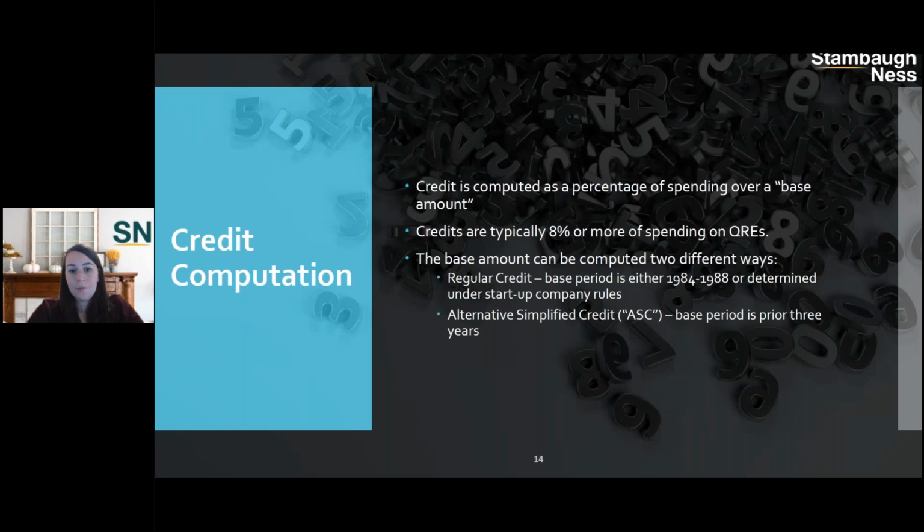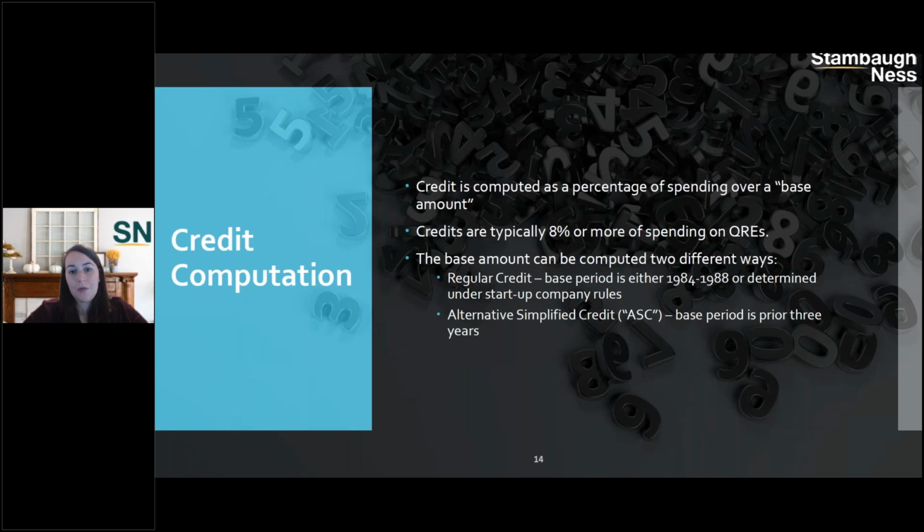And then how the credit is computed, there's 2 different methods to calculate a credit. There's the regular credit method and the alternative simplified credit method. The regular credit method, you have to establish a base period from either 1984 to 1988 or your first years starting up as a business. We find that a lot of companies do not claim a regular credit method because, if you were around in business in 1984 to 1988, typically you don't have records well enough to establish qualifying expenditures for that many years ago. So we see a lot of clients choose to take the alternative simplified credit.